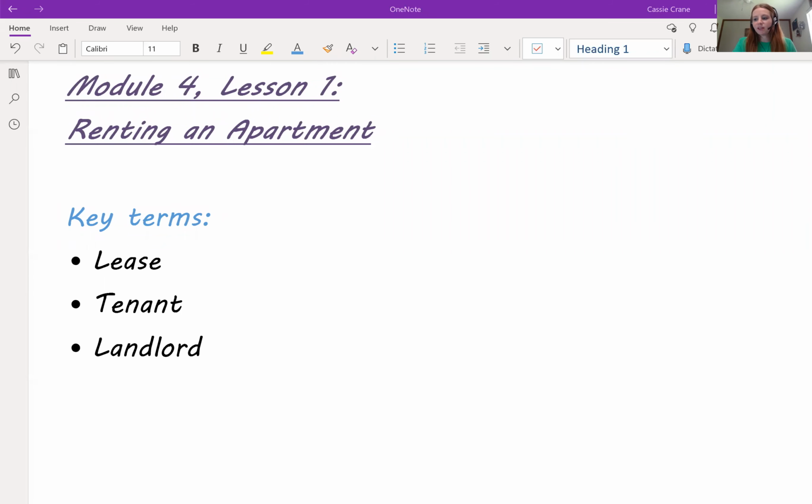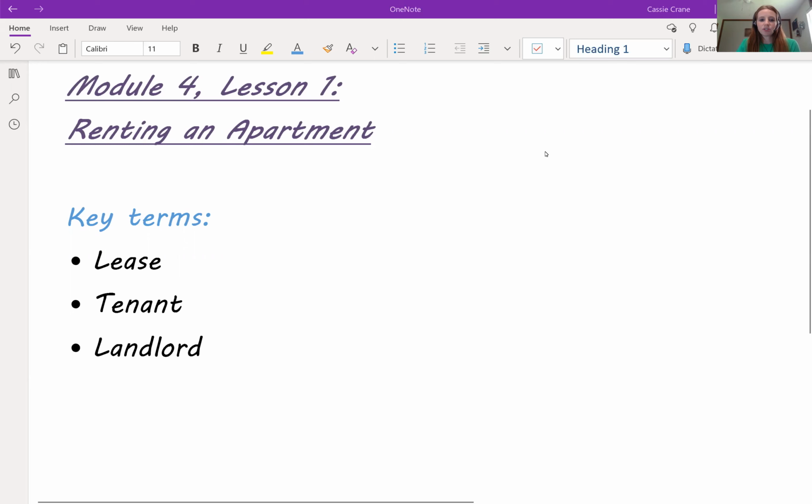So we are moving into module four. We're going to be looking at housing expenses, and we're starting with apartments. So we're talking about renting versus buying. And this first lesson is just about renting an apartment and the terms that go along with that, as well as budgeting, to make sure that we know those expectations on how much you should budget to rent an apartment and all that. So that's where we're going to start.